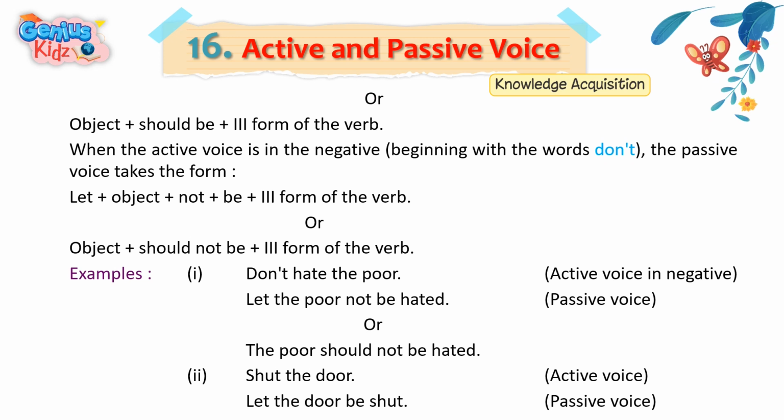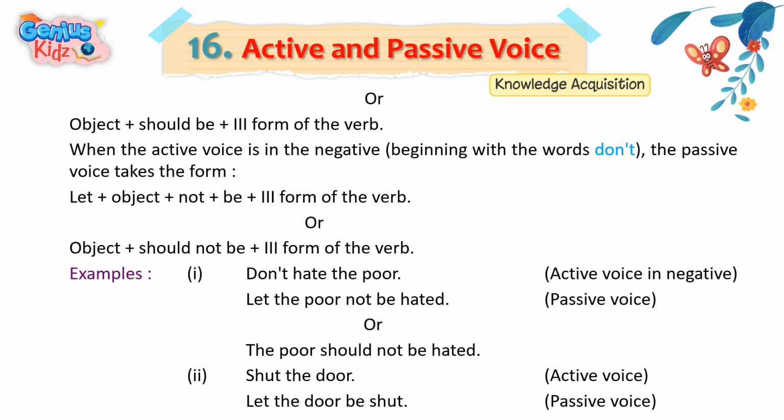When the active voice is in the negative, beginning with the word don't, the passive voice takes the form let plus object plus not plus be plus third form of the verb, or object plus should not be plus third form of the verb. Examples: 1. Don't hate the poor. Active voice in negative. Let the poor not be hated, or the poor should not be hated. Passive voice.